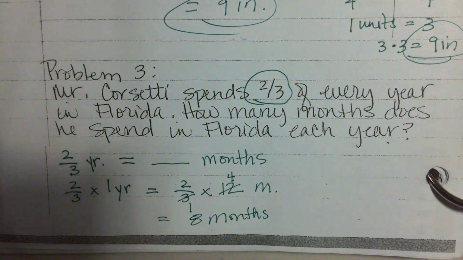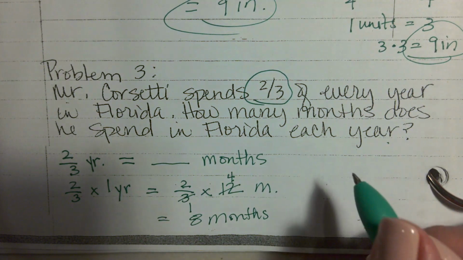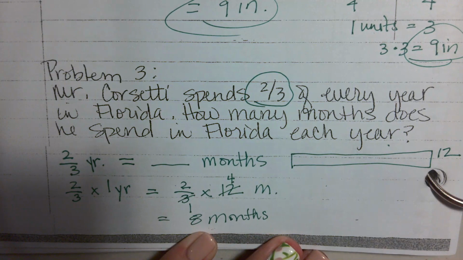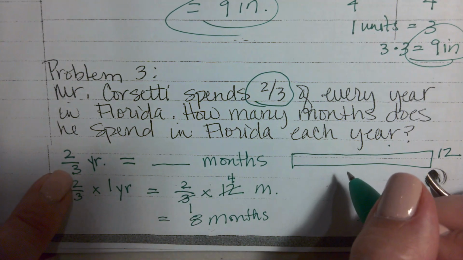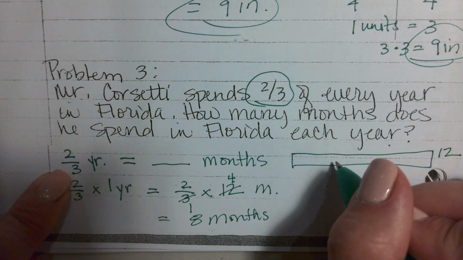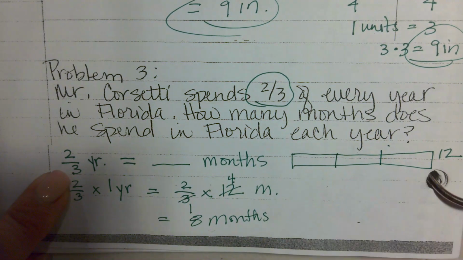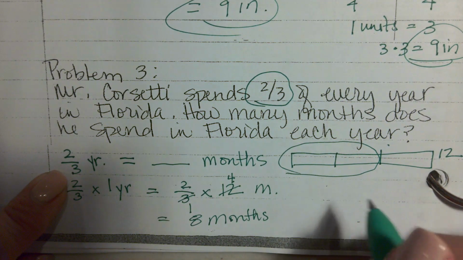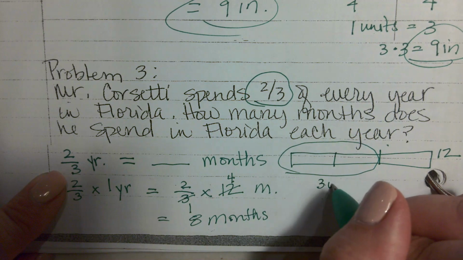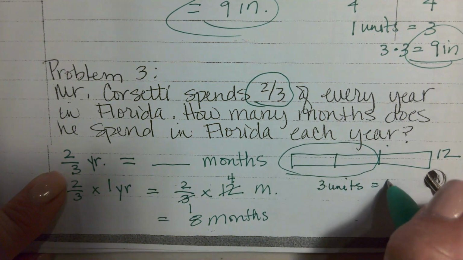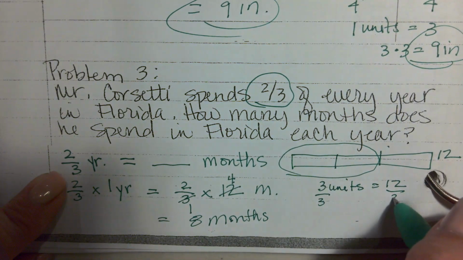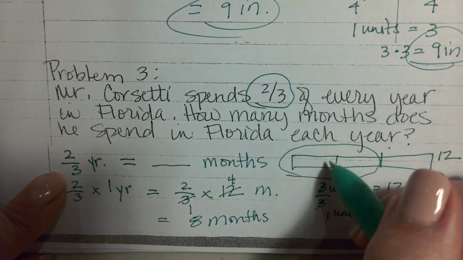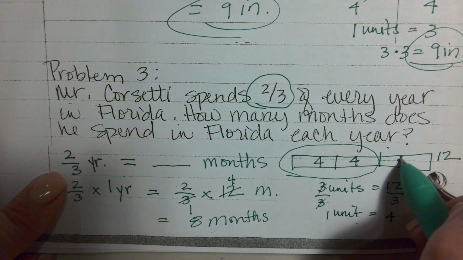months. Now let's look over here. Let's use this area right here. Okay. We know that's 12 months, right? And we're breaking it into thirds, right? And we want to know how much is in 2/3 of the year. All right, so if we went 3 units equals 12, 1 unit equals 4. So this would be 4, this would be 4, this would be 4.